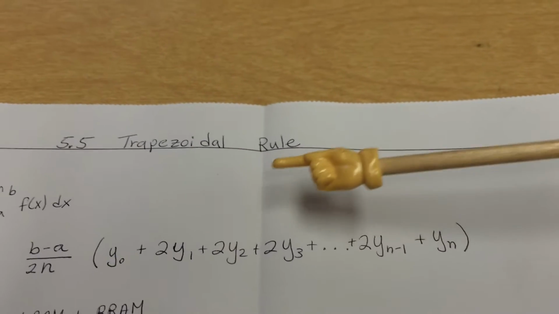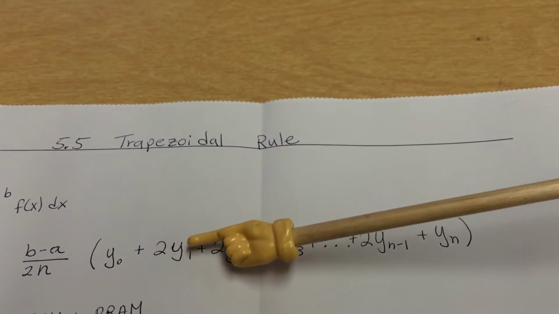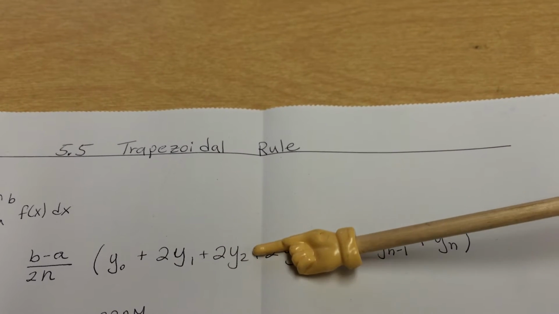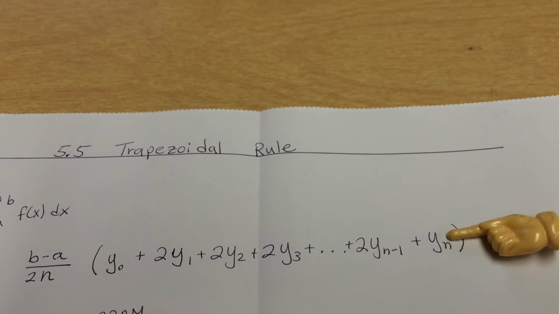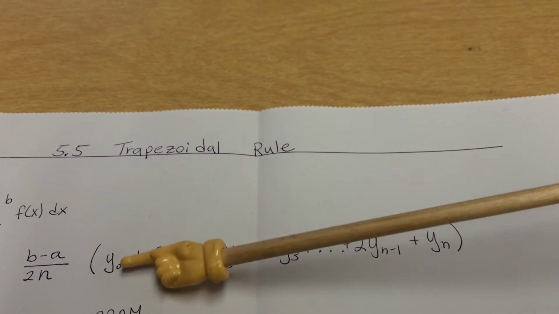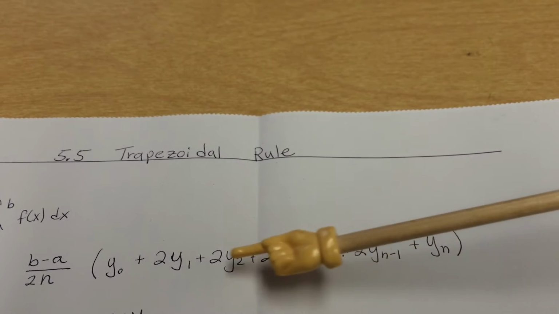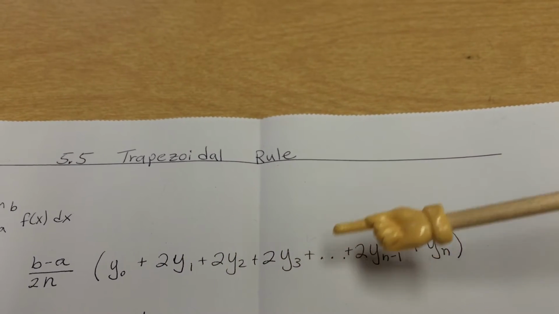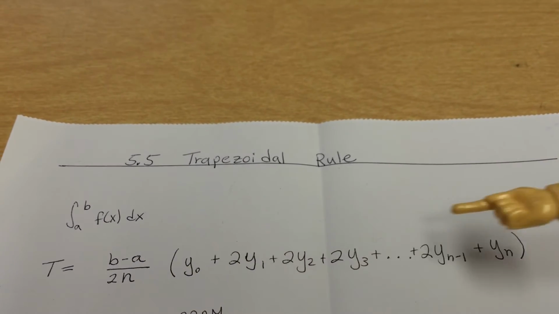Then notice that this part right here is the first number plus 2 times the second number plus 2 times the third number plus 2 times the fourth number, etc. And then we have plus the last number. So the last number and the first number are going to be themselves, and everything in the middle is going to be 2 times it. Okay, so that's one trapezoid formula.